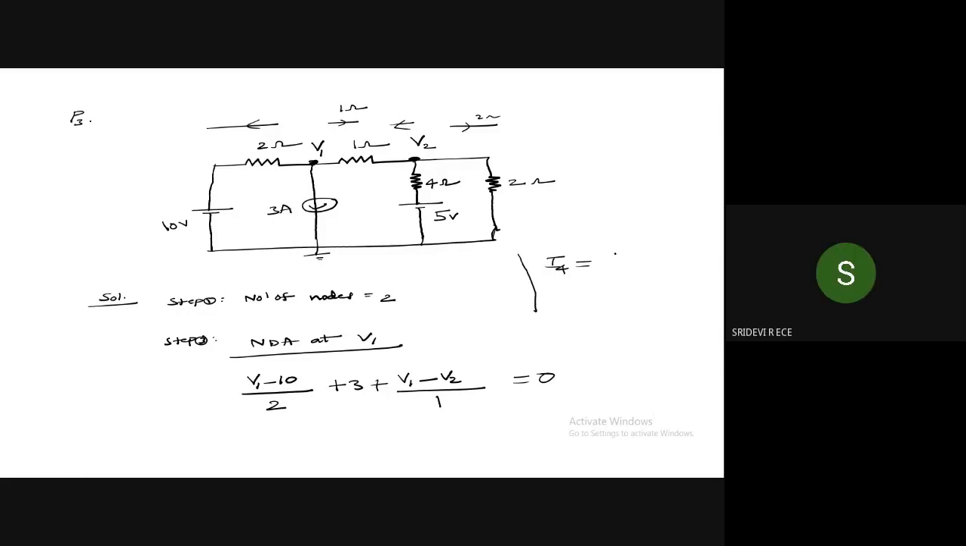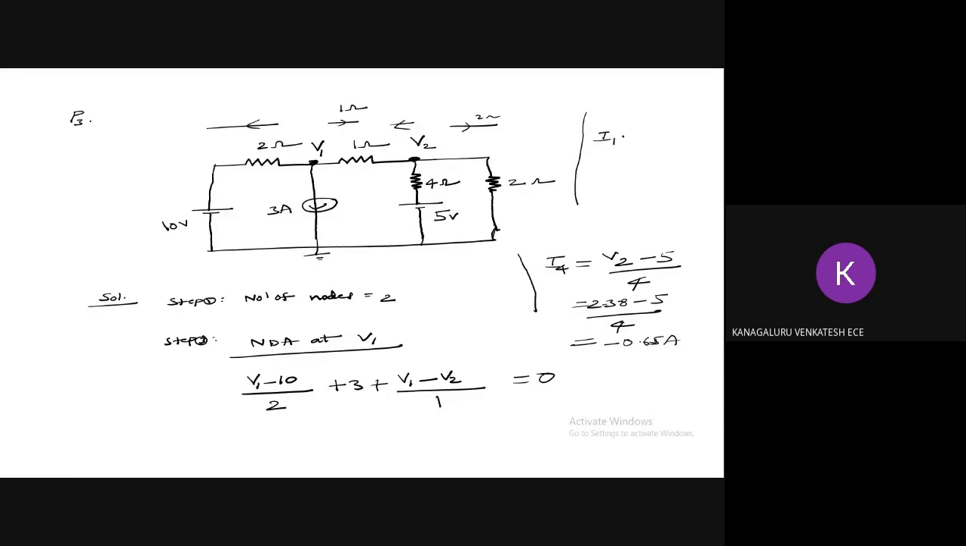2.38 minus 5 by 4. V2 minus 5 divided by 4. Very good. So this is your I4. So V2 is 2.38 minus 5 divided by 4. Very good. So what do you get as the answer finally? Minus 0.65. Minus 0.65 ampere. Good. Now, similarly think and tell me what is the current flowing through 1 ohm.